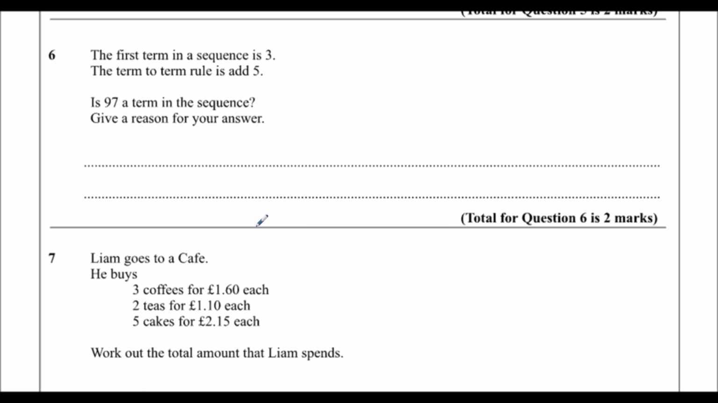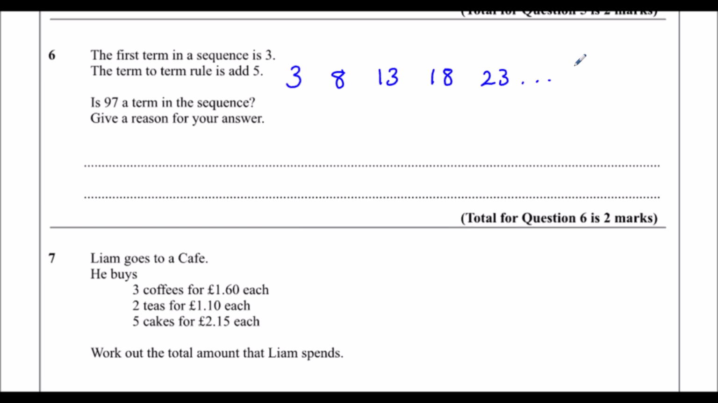Question 6. The first term in a sequence is 3. The term-to-term rule is adding 5. So we start with 3, then we add 5, which gives us 8, and then we add 5, 13, add 5, 18, add 5, 23, and so on.